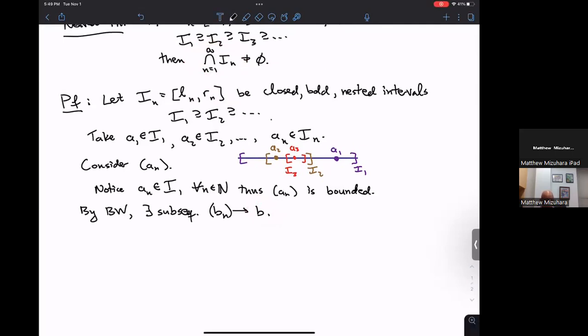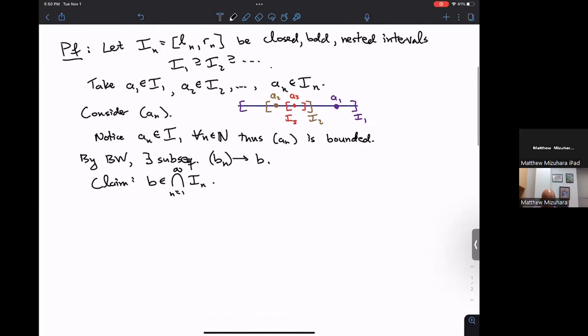So indeed, let's make that our claim. So our claim is that B is in the intersection of all these In, which would finish the proof, right? Because then the intersection is not empty. So how do we prove this claim? Well, let's try contradiction, right? When in doubt, contradiction is a nice strategy. So let's assume to the contrary.